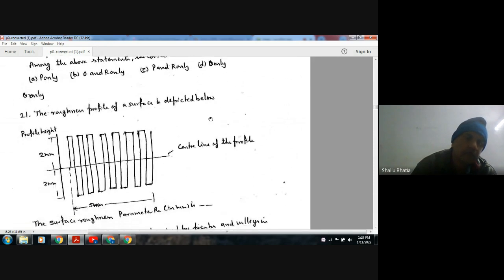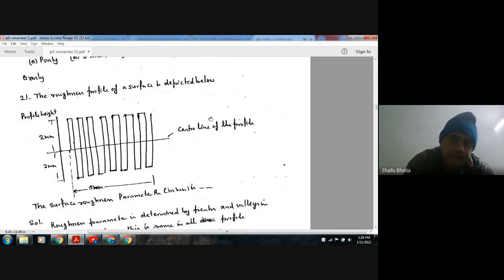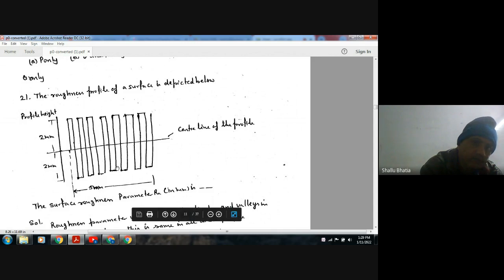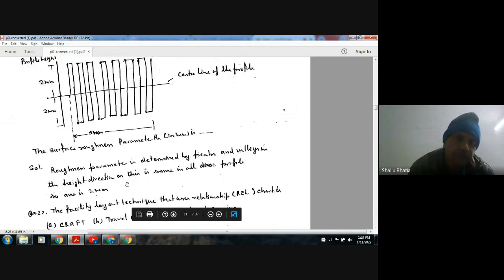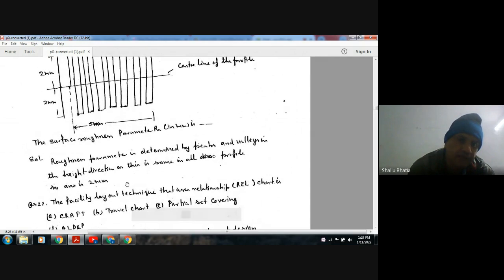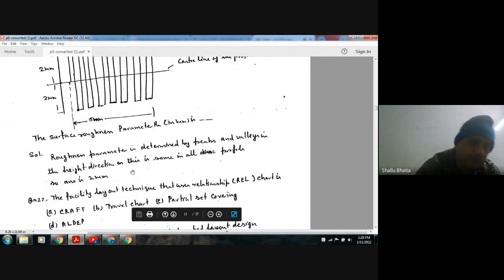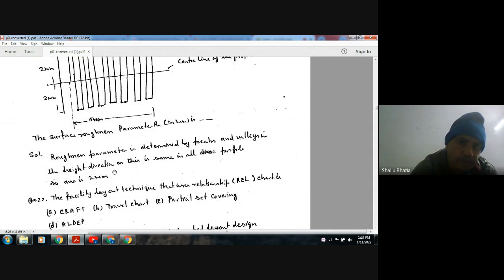Next, the roughness profile of a surface is depicted below. The profile height is 2 micrometers. The center line is here. The surface roughness parameter Ra in micrometer is determined by the peaks and valleys in the height direction. Here the peak is 2 micrometer and the valley is also 2 micrometer. So the surface roughness parameter is 2 micrometer.